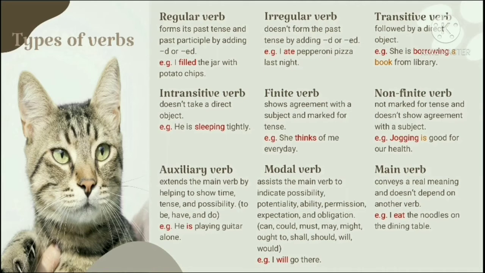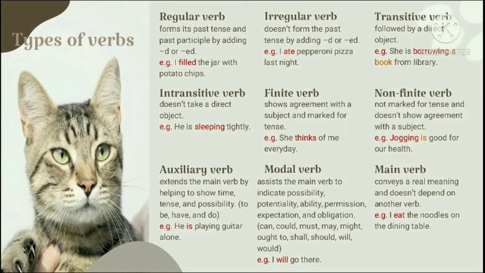Next, modal verb. Modal verb is a kind of auxiliary verb. It assists the main verb to indicate possibility, potentiality, ability, permission, expectation, and obligation. Modal verbs are can, could, must, may, might, ought to, shall, should, will, and would. I will give you an example. I will go there. So simple, right? The word will here is the modal verb.